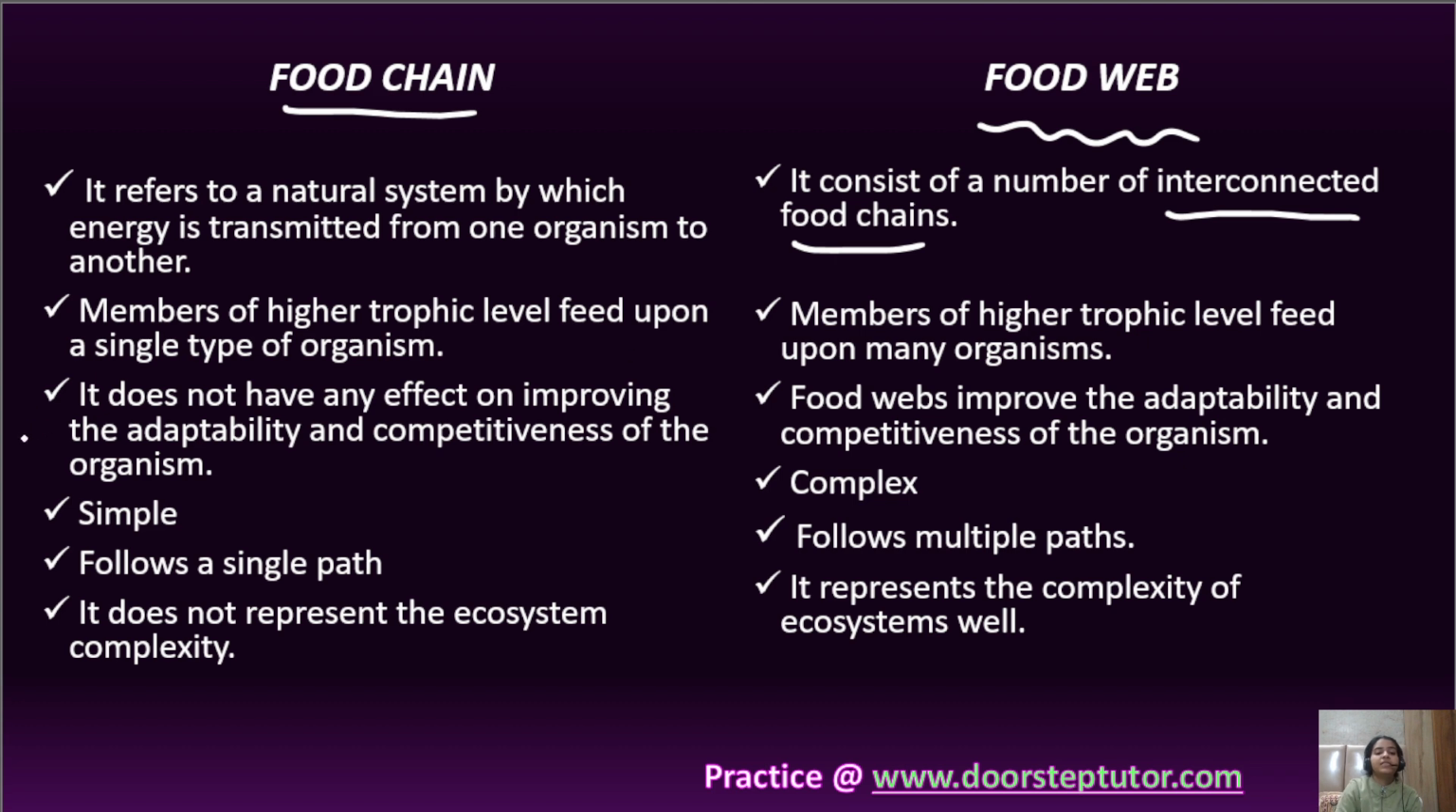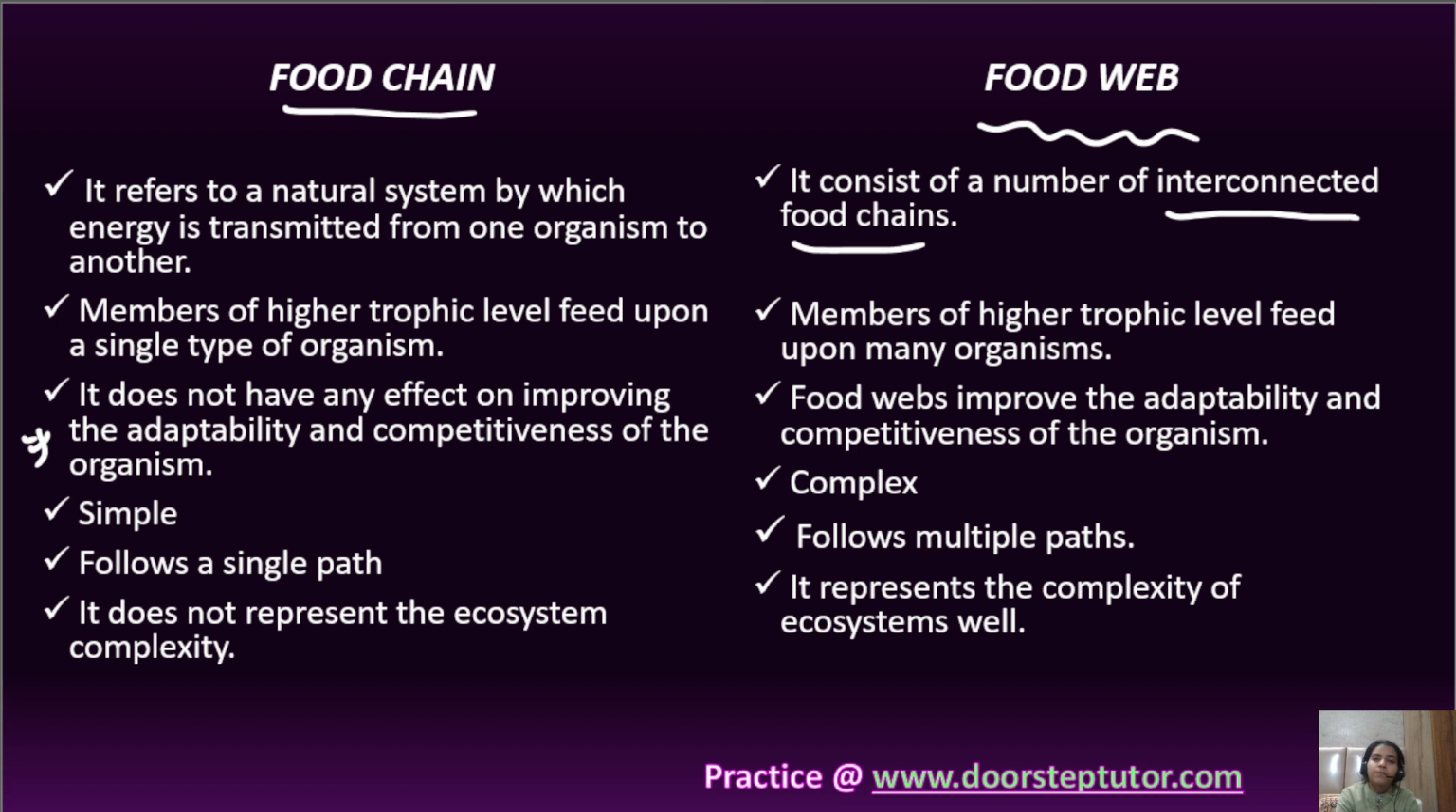Now we can see that in case of a food chain, it does not have any effect on improving the adaptability and competitiveness of the organism, because it is basically a single path. But in case of the food web, it improves the adaptability. For example, we can understand the thing here.